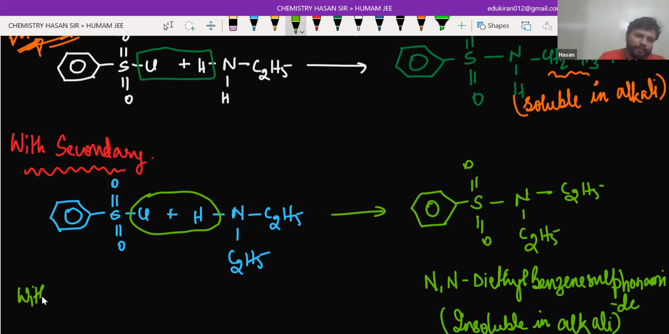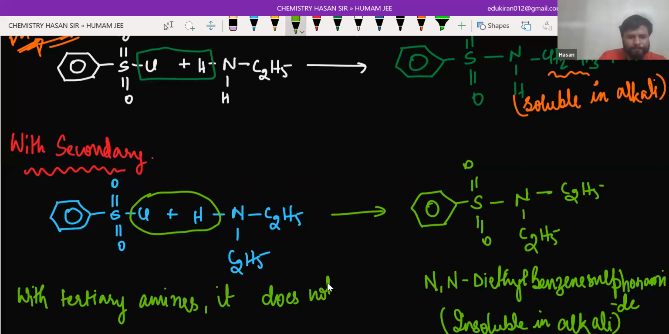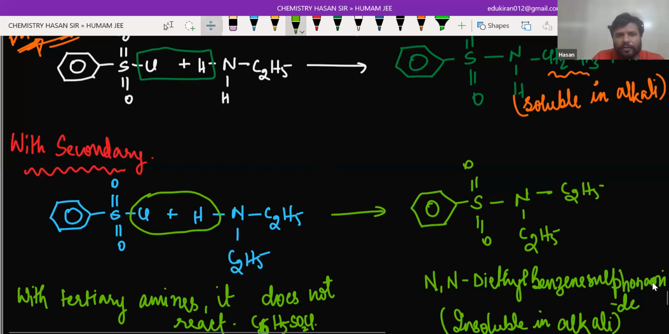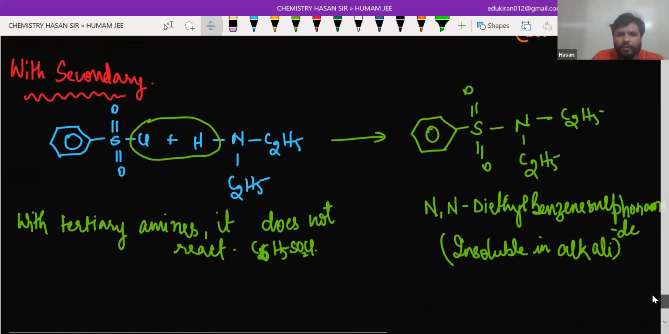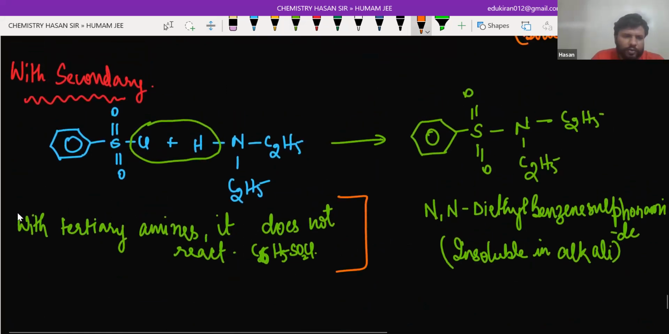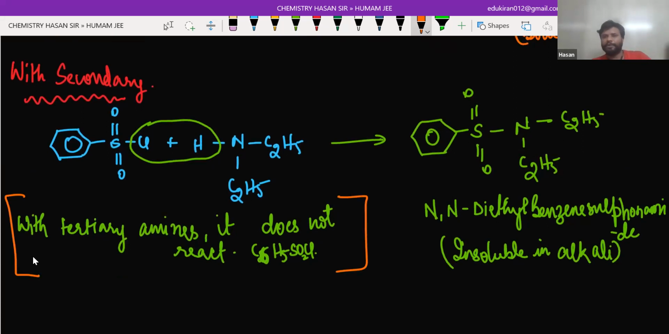And with tertiary, it doesn't react. It doesn't react with what? C6H5SO2Cl, right? SO2Cl. Oh, wait a minute. Did I write SO there or SO2? Wait a minute. SO2 I have written. SO2Cl. So this can also be used to determine or test for primary, secondary, and tertiary.